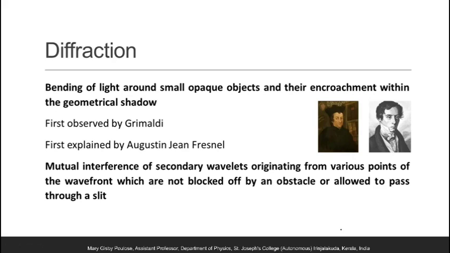Now if this is your source S, we have wavefronts emitting from it, and each point on the wavefront will act as a source of secondary wavelets. And all these secondary wavelets can mutually interfere among themselves to produce the diffraction pattern.